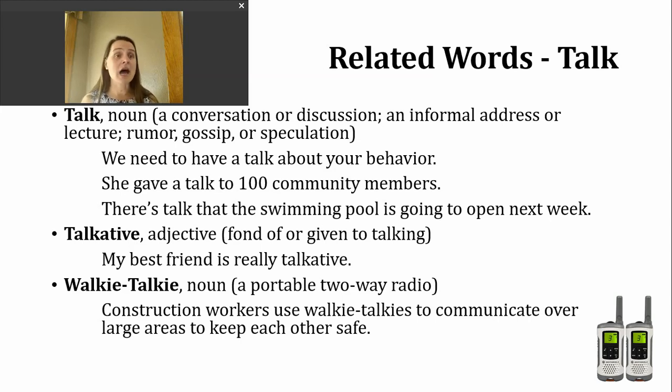I have seen maintenance workers on my campus with walkie-talkies. Another industry that might use them, construction workers, and that's my example. Construction workers use walkie-talkies to communicate over large areas to keep each other safe.